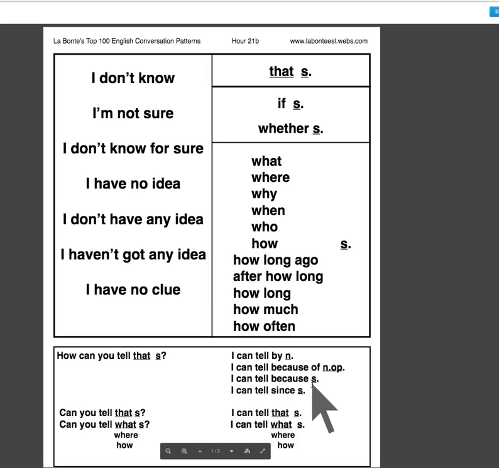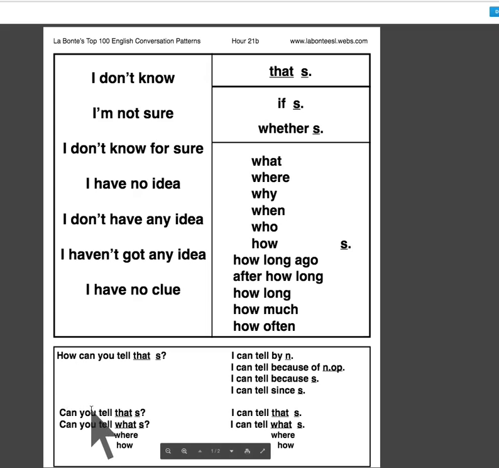How can you tell he's rich? I can tell since he has a huge house. How can you tell he's rich? I can tell because of his car, right? And so how can you tell is used a lot. Usually it refers to things that you see. How can you tell it's cold outside? Well, I can tell because there's snow, right? And then sometimes just how is dropped, you can use this.